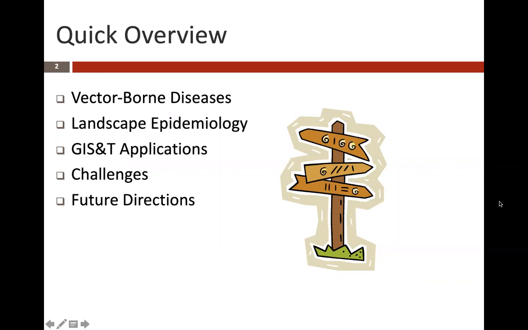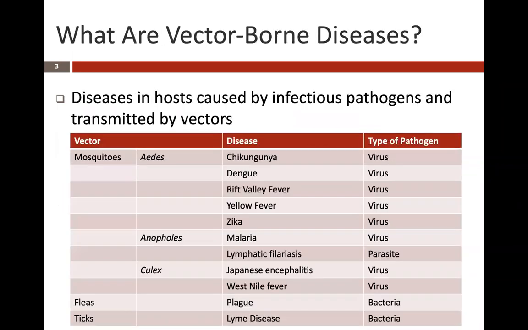future directions. So vector-borne diseases are diseases in hosts caused by infectious pathogens and transmitted by vectors. Now, the hosts in this case includes human beings like us and other animals. The pathogens can be viruses, parasites, and bacteria. And the vectors are primarily mosquitoes, fleas, and ticks, but there are also other vectors like snails, for example.